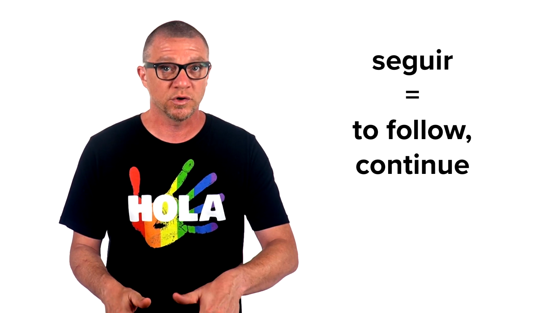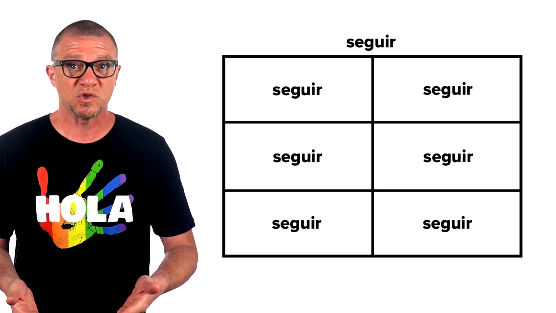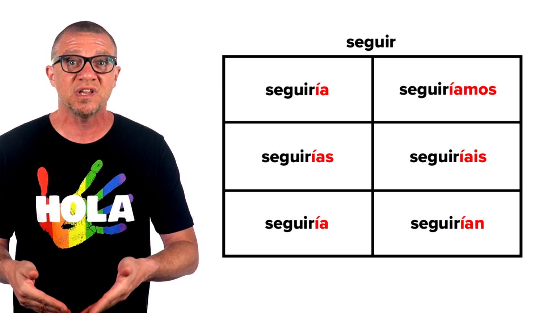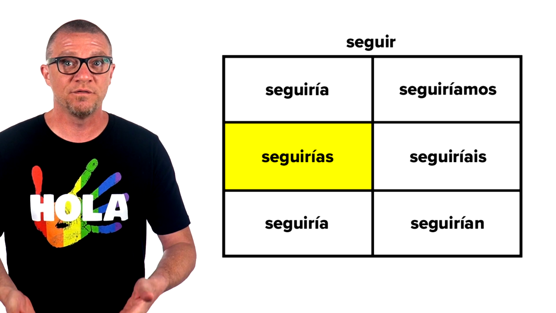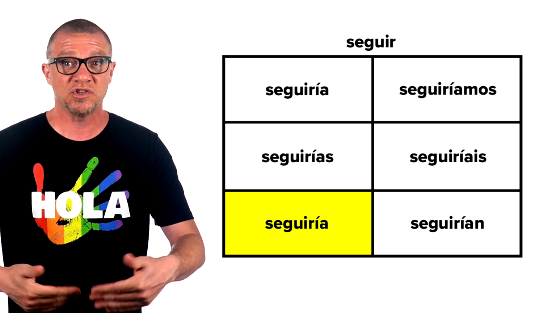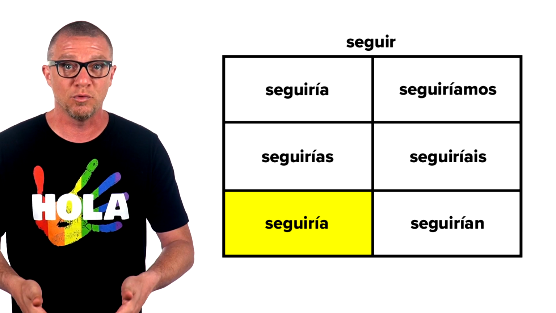Seguir, to follow or to continue, among other things. We put seguir up here and in all 6 boxes, then we add the regular conditional tense endings. I would follow is seguiría. You would follow is seguirías. He, she, it would follow is seguiría. That's also you would follow in the formal usted form.